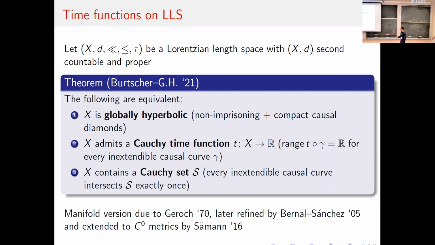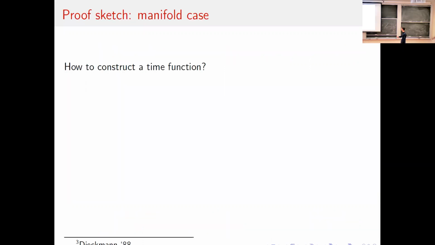Okay, and this theorem was known since the 70s for spacetimes due to Geroch. Then later Bernal and Sánchez showed that this time function can be shown to be smooth, not just continuous. And it was also generalized to C0 metrics by Sämann. So this is a central theorem in the manifold setting, and we have generalized it to Lorentzian length spaces. And now I'm going to give a bit of a proof sketch.